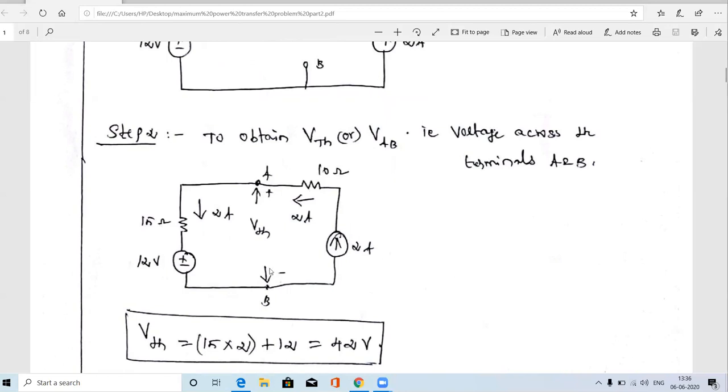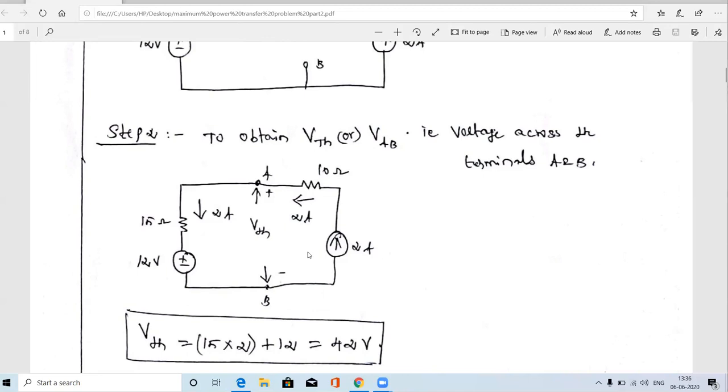So here, what is our aim? Our aim is to find the voltage across terminals A and B. The voltage across terminals A and B is said to be VTH or VAB. But what is the voltage across terminals A and B? It is nothing but the voltage across this 15 ohm resistor as well as this 12 volt battery. You see, terminal A is here, B is here. So the voltage across these two elements is the VTH.